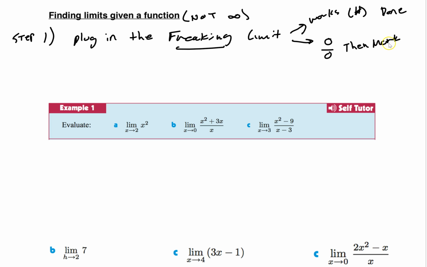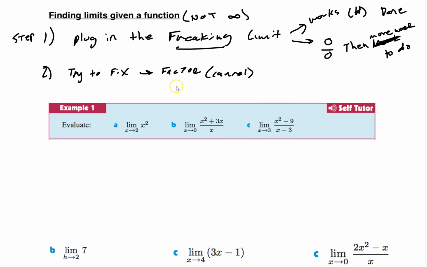I kind of combined "work" and "more to do". I meant more work. Let's try and be efficient. More work to do. And this is really where we differ from AP Calculus. AP Calculus spends a lot of time on all different ways you could fix a limit. IB is a little easier. How do you try to fix it? For us, really, all it's going to come down to is to factor. Once you factor and stuff cancels, then you can plug it in again.